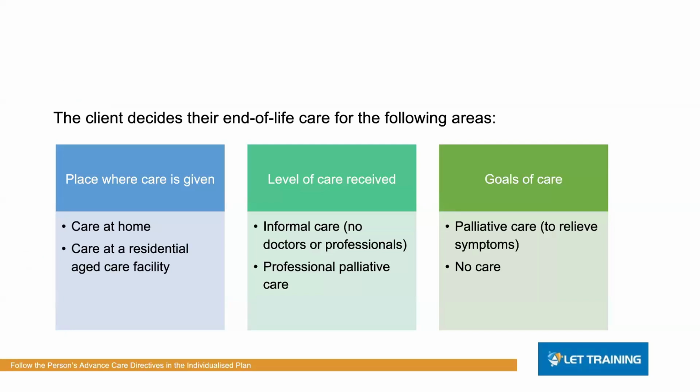The client decides their end-of-life care for the following areas. Place where care is given. It could be at home or at a residential aged care facility. The level of care received: informal care, no doctors or professionals, or professional palliative care. Goals of care: palliative care to relieve symptoms, or no care.